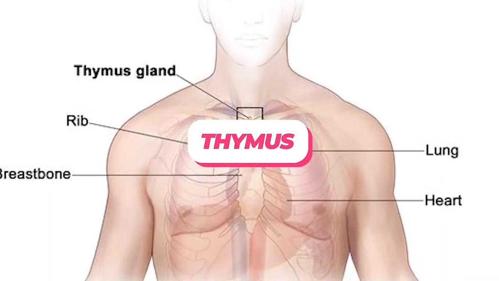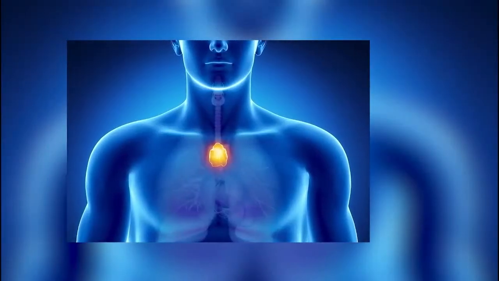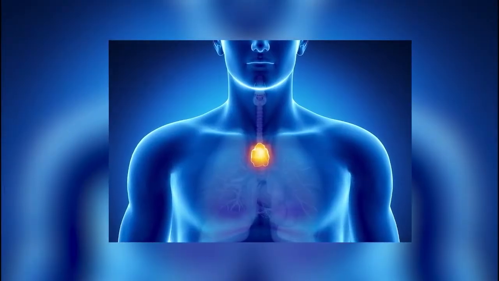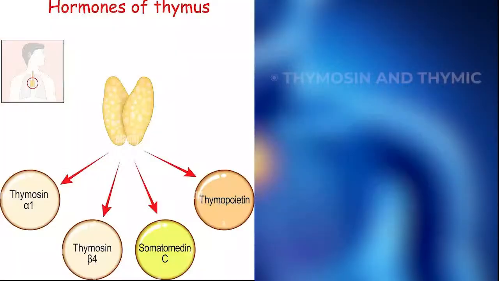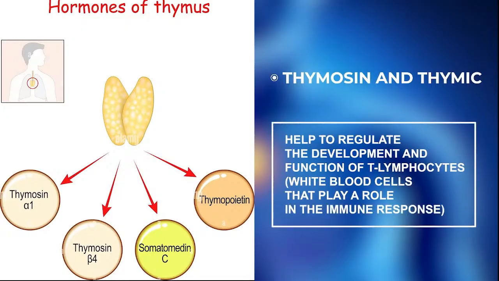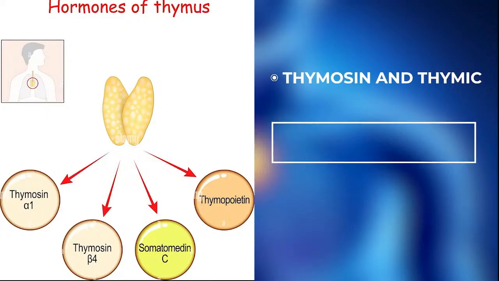Thymus. The thymus is a small gland located in the chest that produces hormones that play a role in the immune system, such as thymosin and thymic hormones, which help to regulate the development and function of T lymphocytes, which are basically white blood cells that play a role in the immune response.